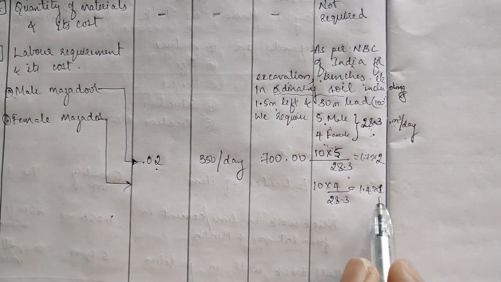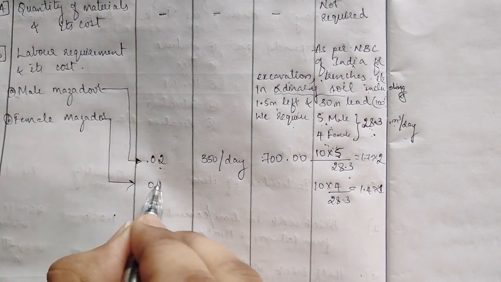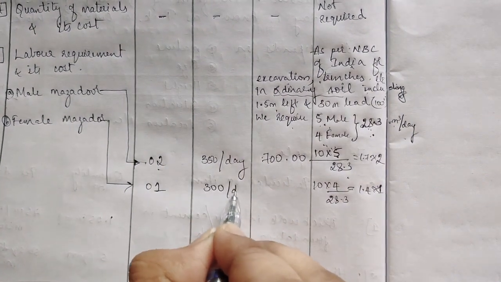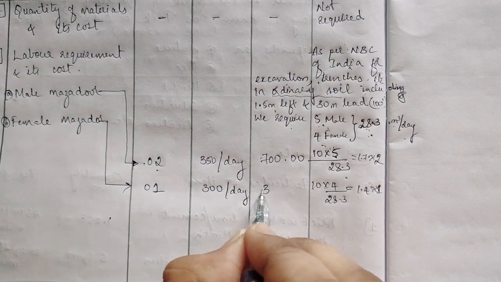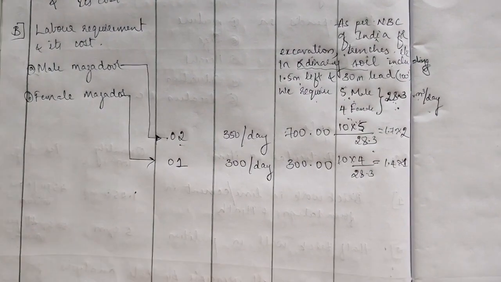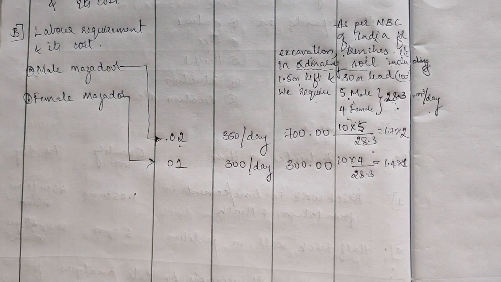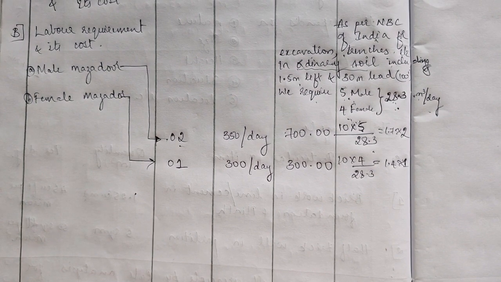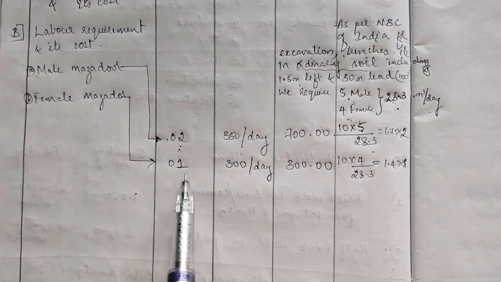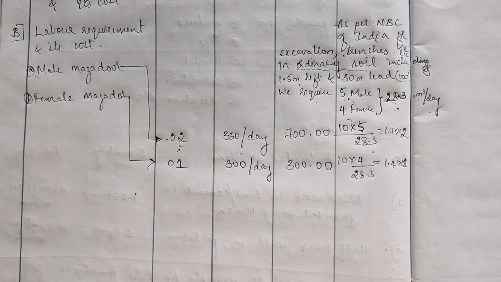We get 1, right? So how much is the rate per unit? 300 per day. So total will be 300 per day. So what I calculated? Labor requirement and its cost. So male mazdoor, 2 male mazdoor, 350 per day, 700. Female mazdoor 1, 300 per day, 300.